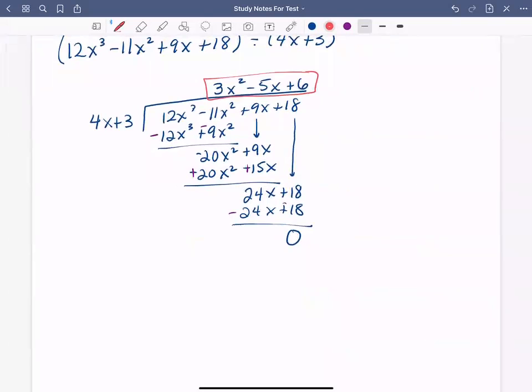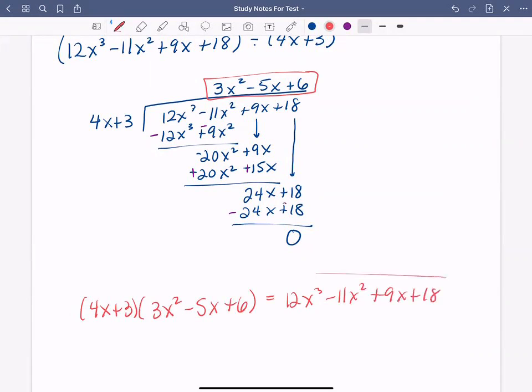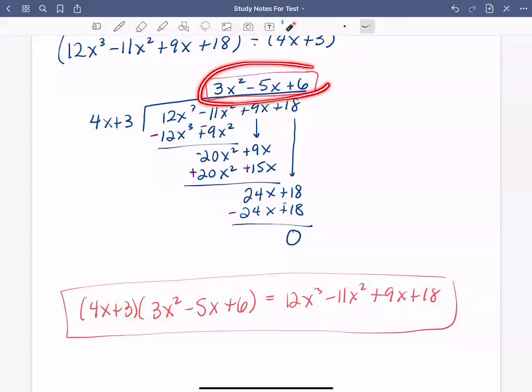Now we've been writing multiplication statements, and the only multiplication statement we can write for this is 4x plus 3 times 3x squared minus 5x plus 6 equals 12x cubed minus 11x squared plus 9x plus 18. This would be our multiplication statement if we were asked to write one. What that means is that your quotient times your divisor equals your dividend.